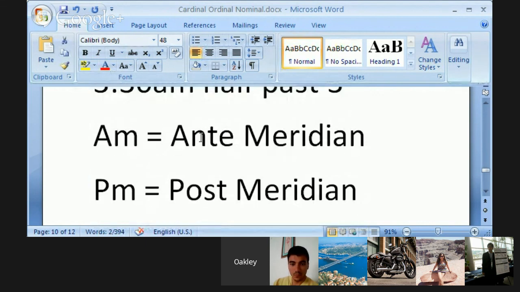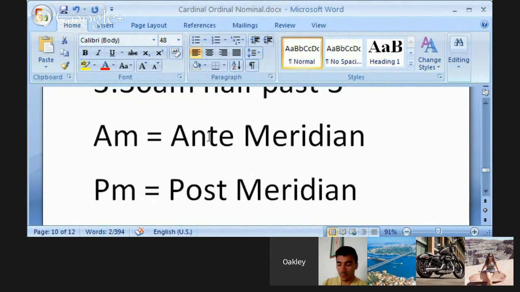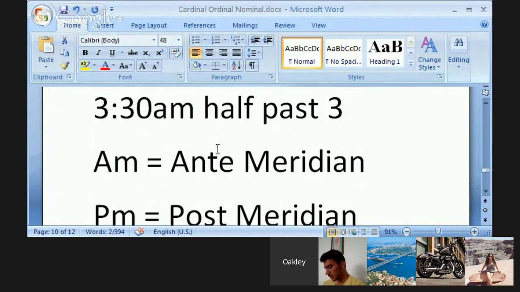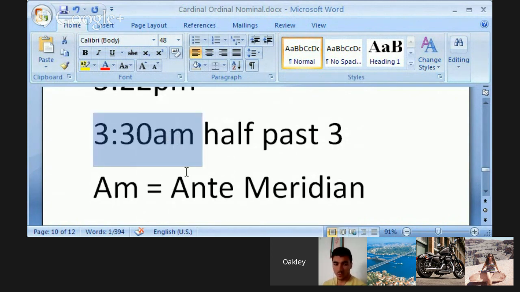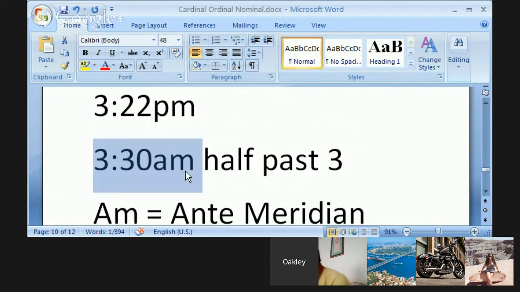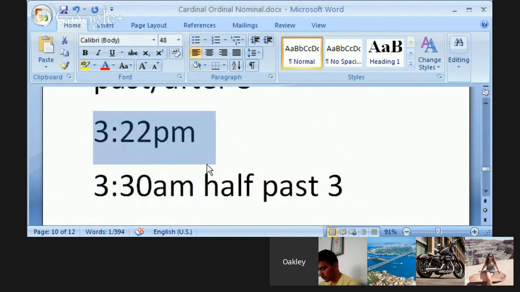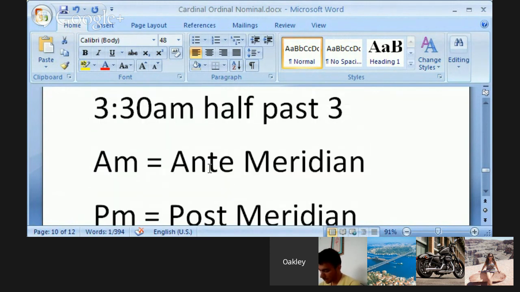Okay. Should I use AM and PM always? Well, if it's helpful, if it works, yeah, you should use it. If it's going to make things less confusing, like you're dealing with international business and so forth. But we don't always. I could say it's 3:30 in the morning. Go back to bed. It's 3:30 in the morning. What are you doing? Or it's 3:22 in the afternoon. We don't have to say AM and PM.